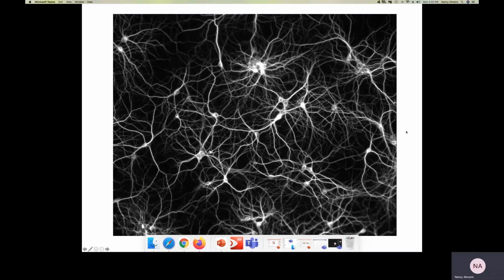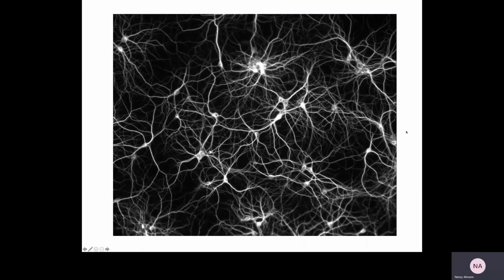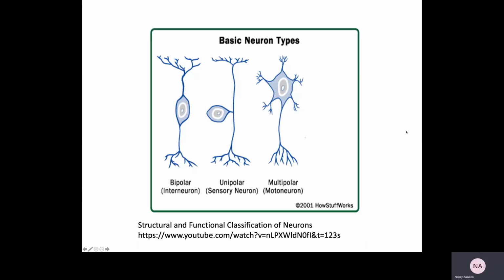Here's that totally cool picture again. And in this section, we are going to talk about different types of neurons. You can categorize neurons either by their structure or by their function. And let's talk about each of these. You can have a bipolar neuron, a unipolar neuron, or a multipolar neuron.